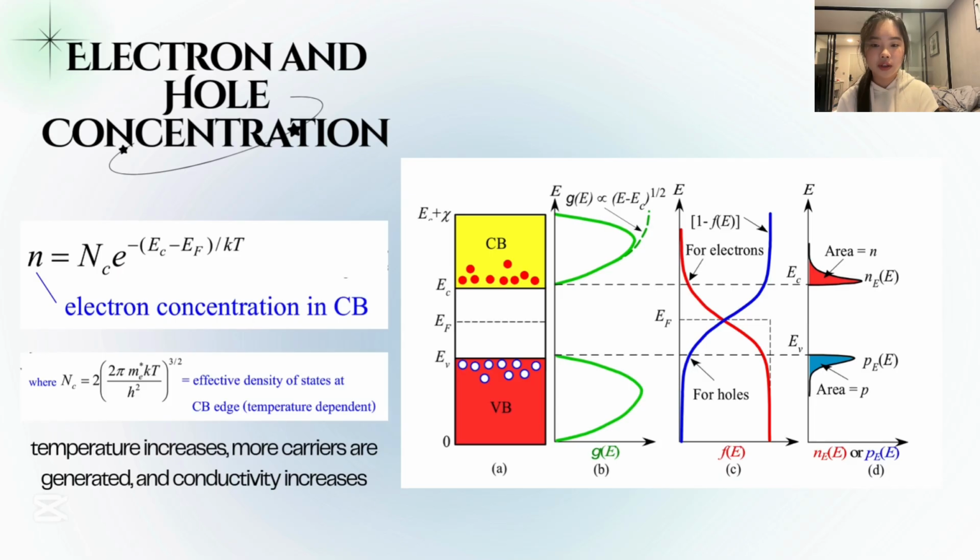Let's talk about electron and hole concentration. The number of electrons and holes depends on the density of states, the Fermi-Dirac probability, and the energy levels. For electrons in the conduction band, the concentration can be expressed as Nc times e to the power of minus (Ec minus Ef) over kT. Here Nc is the effective density of states, which depends on temperature. So as temperature increases, more carriers are generated, and conductivity increases.